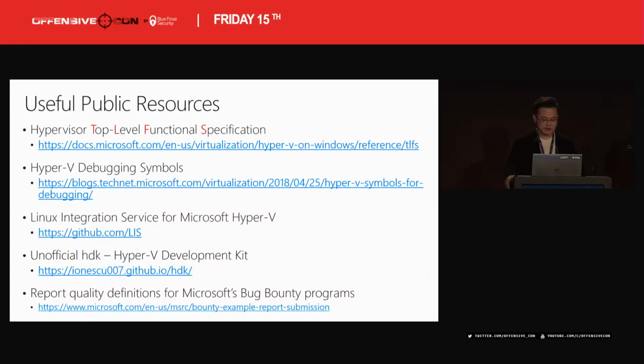Second is the debugging symbols for a selected set of Hyper-V executables. It can be used to do the reverse engineering. And you can find lots of function names rather than the exported ones. And the third one is the Linux integration services. It is available on GitHub. It contains some structure definitions and even some functions to help you directly issue Hypercore.